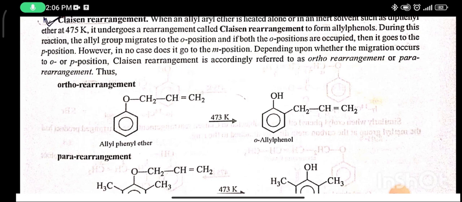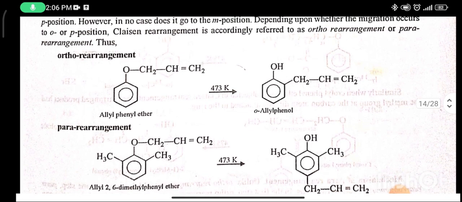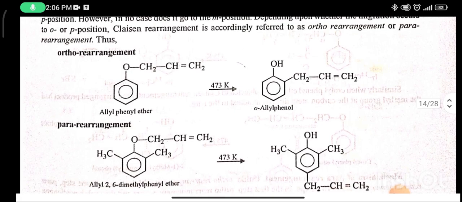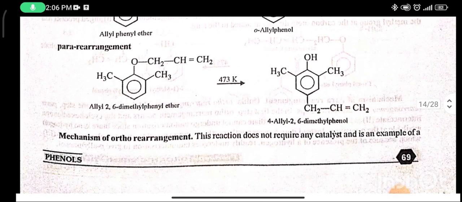Depending upon whether the migration occurs to the ortho or para position, the Claisen rearrangement is accordingly referred to as ortho rearrangement or para rearrangement. Ortho rearrangement: allyl phenyl ether reacts at 473 Kelvin and gives ortho-allyl phenol. Para rearrangement: allyl 2,6-dimethylphenyl ether reacts at 473 Kelvin and gives 4-allyl-2,6-dimethylphenol.